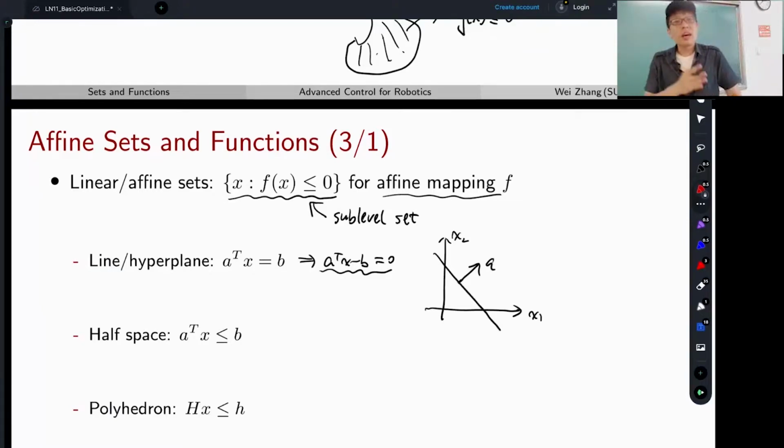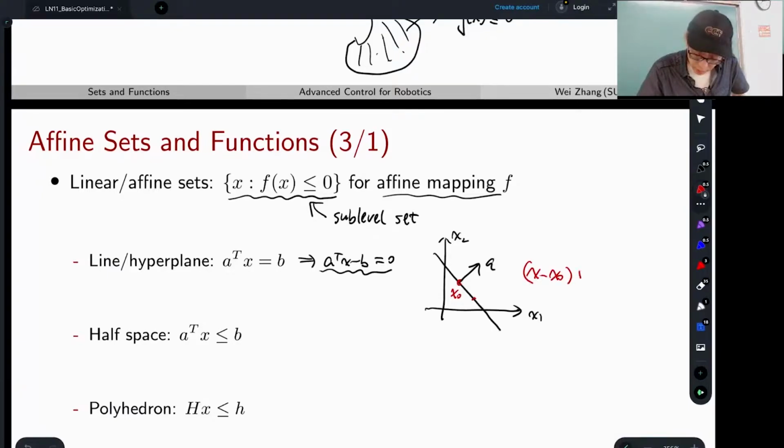How do you represent it? The line can be represented even in a coordinate-free way. It's all the points. Let's say we keep a point here, this is my x0. Any other point x will satisfy that x minus x0 is orthogonal to A.